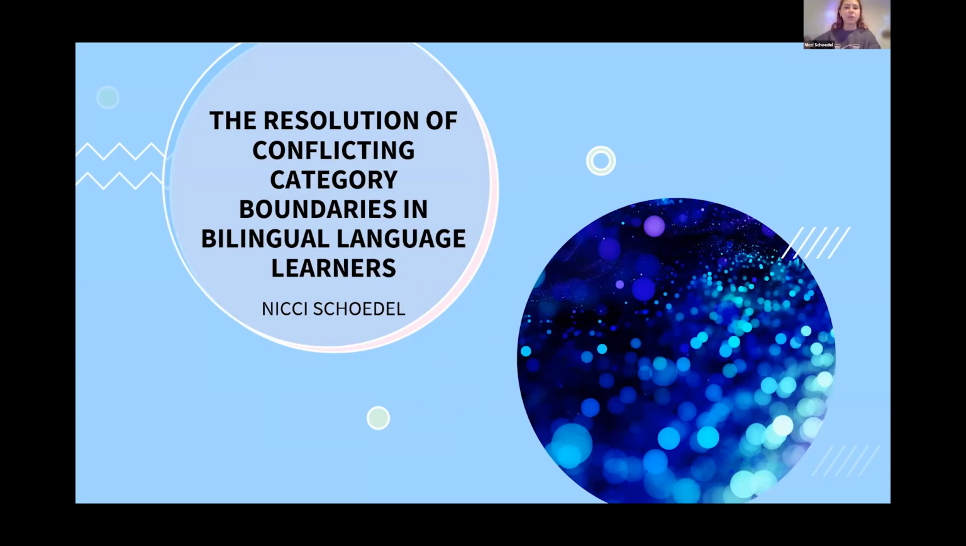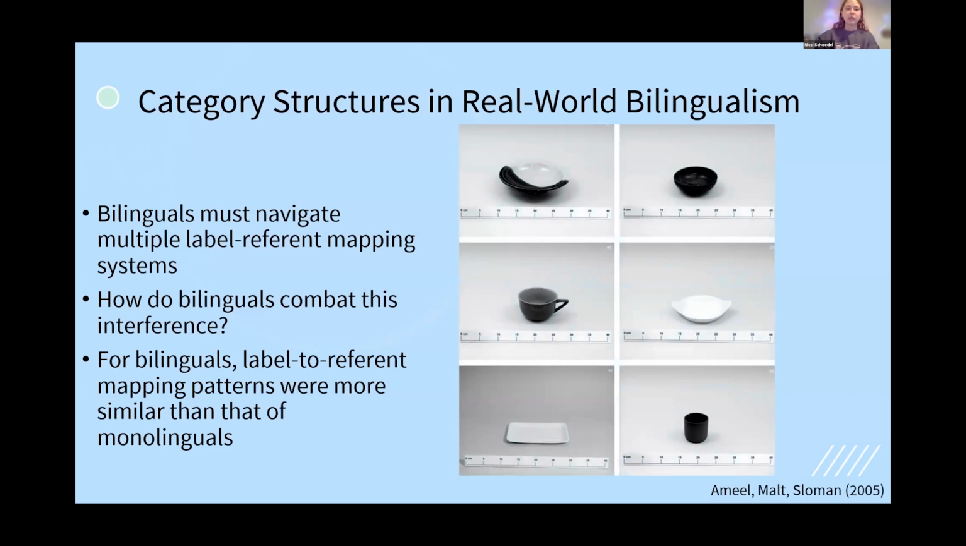My research was on the resolution of conflicting category boundaries in bilingual language learners. Presently, there is not much research on the resolution of conflicting category boundaries in bilinguals, but much of Barbara Malt and Ewa Ameel's work explores this topic, so we've taken some inspiration from them.